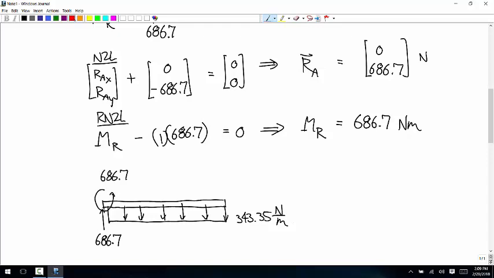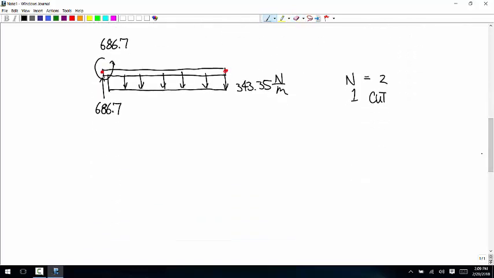And now let's think about where the subfunctions for these internal loads can change. The endpoints. And now, in between the endpoints, is there anywhere else where there's a point load or a distributed load function changes? Nope. So n is equal to 2. We only need one cut. Okay, so our first cut, our only cut, is valid for all x's between 0 and 2, the whole length of the beam.